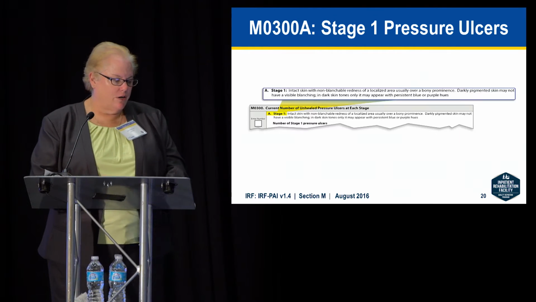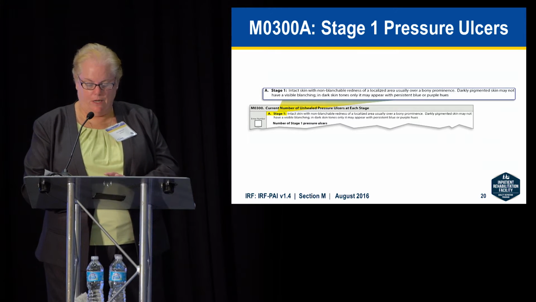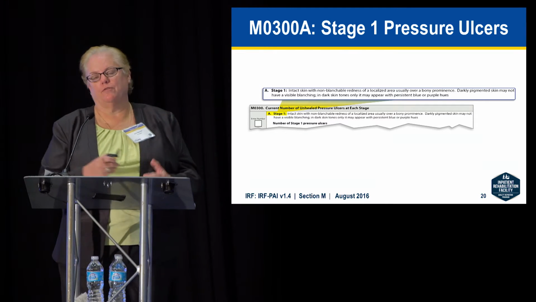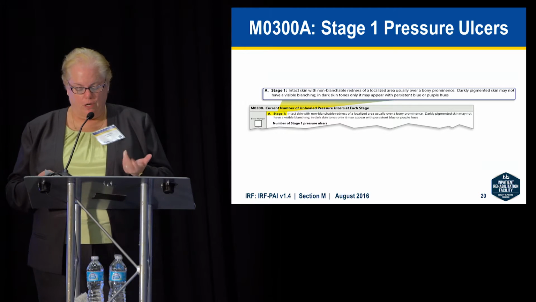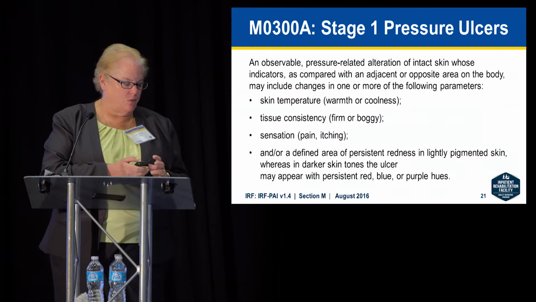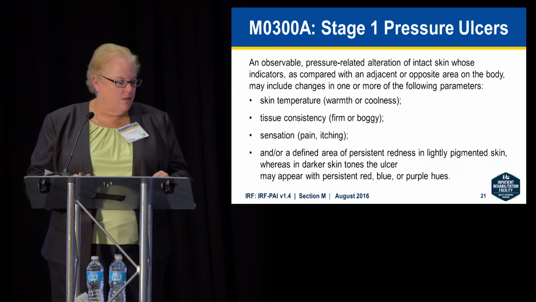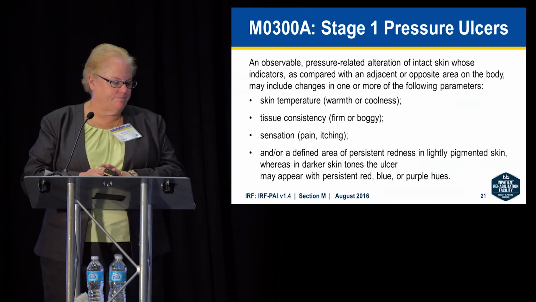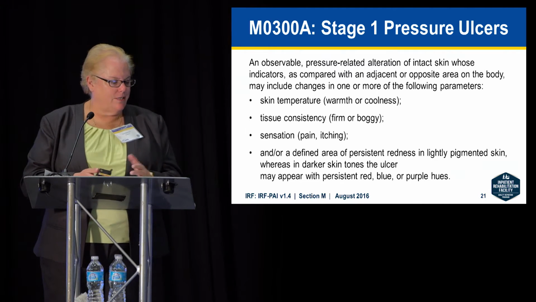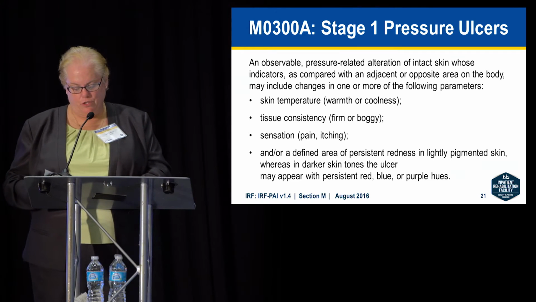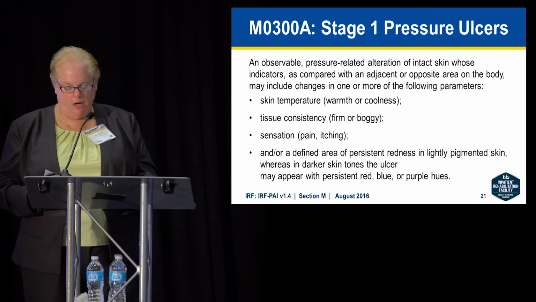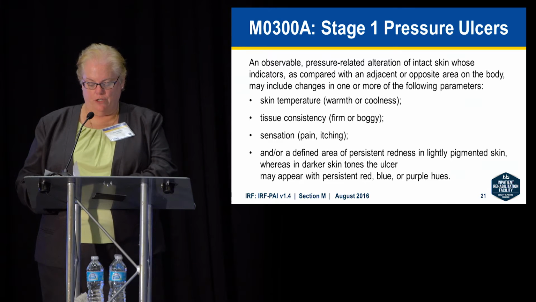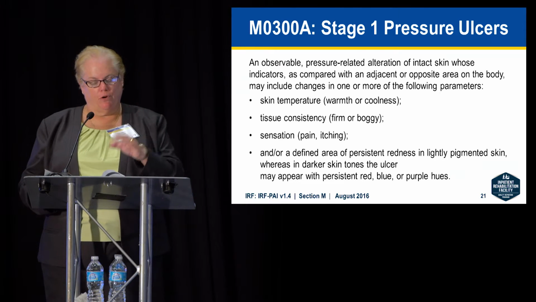So then we're going to go into the staging. I don't think we need to spend a whole lot of time on this. Stage 1 pressure ulcer is basically non-blanchable redness. For someone with darker skin tones, it could be a bluish tone to it, and it's non-blanchable, usually over a bony prominence. The pressure ulcer, an observed pressure ulcer, alteration in intact skin. And so you may see an alteration in the skin temperature, tissue consistency, sensation. It's an area defined really by persistent redness or, in lighter pigmented skin, and in darker skin tones you may see red, bluish, kind of purplish tones to it.